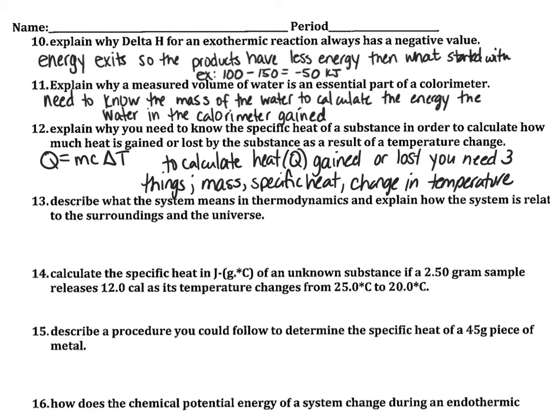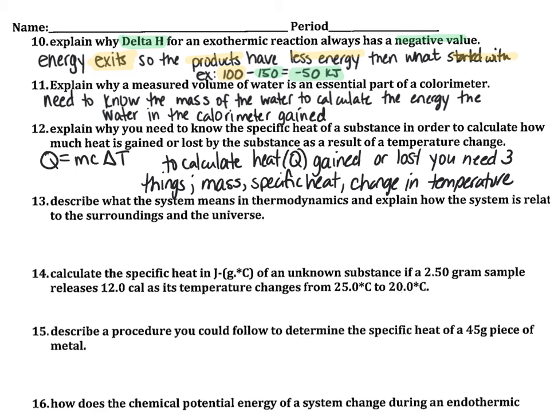Explain why delta H for an exothermic reaction always has a negative value. Well, energy is going to be exiting. And so the products have less energy than what we started with. So what I did was I put an example here to show that if my products had 100 kilojoules of energy, which would be less than my reactants having 150, that I would have negative 50 kilojoules of energy for my delta H, which is a negative value.